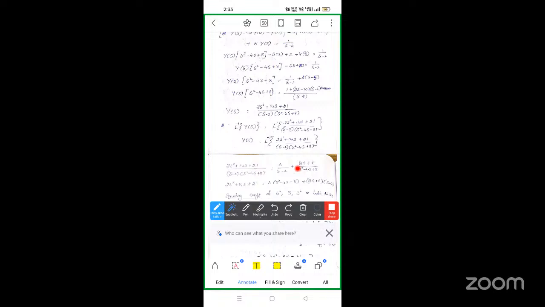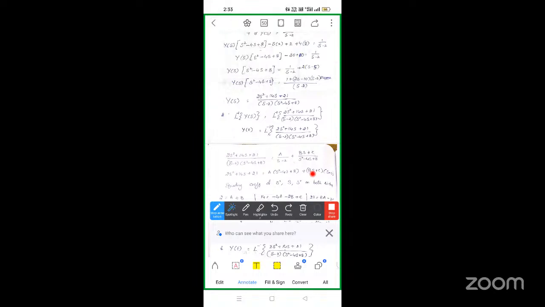Here also we can do partial fractions. 2s square plus 14s plus 21 divided by s minus 2 into s square minus 4s plus 8 splits into partial fractions A by s minus 2 plus Bs plus C by s square minus 4s plus 8. After LCM, A into s square minus 4s plus 8 plus Bs plus C into s minus 2.